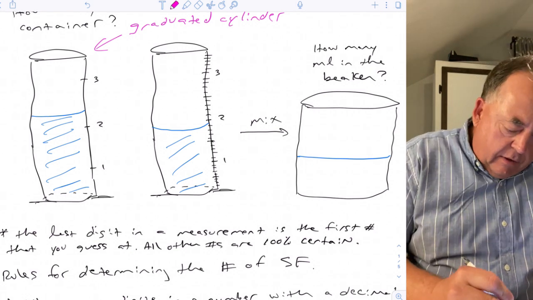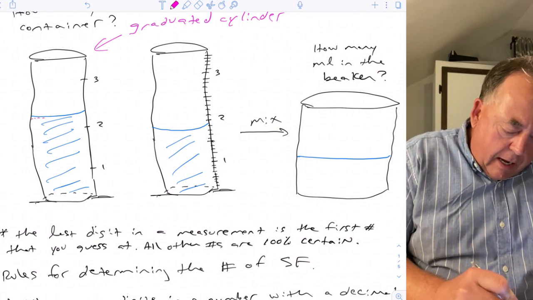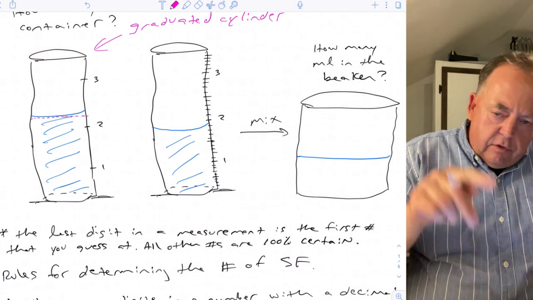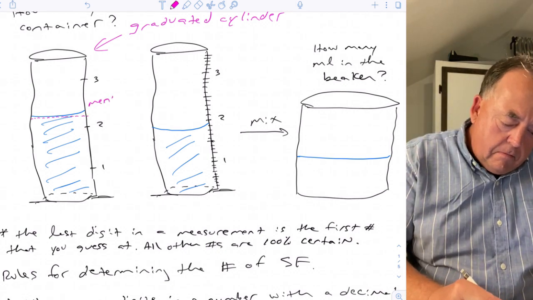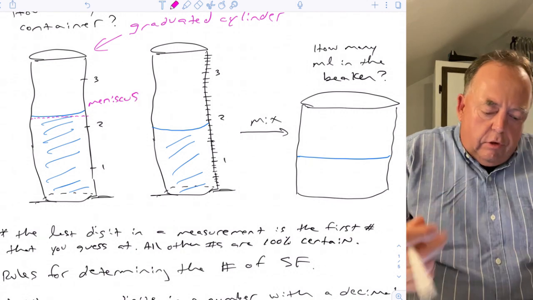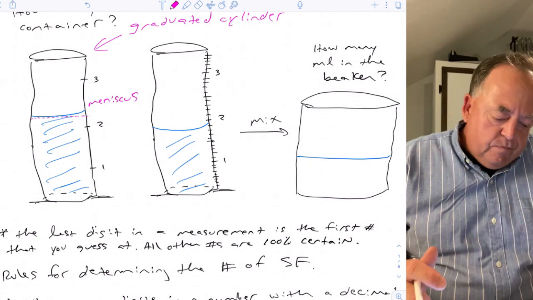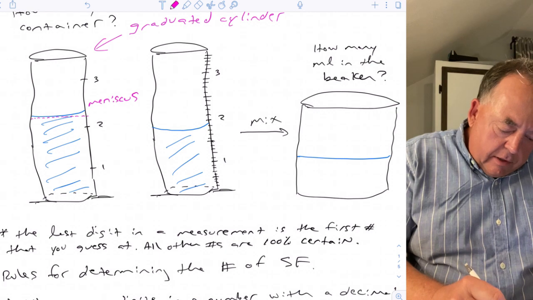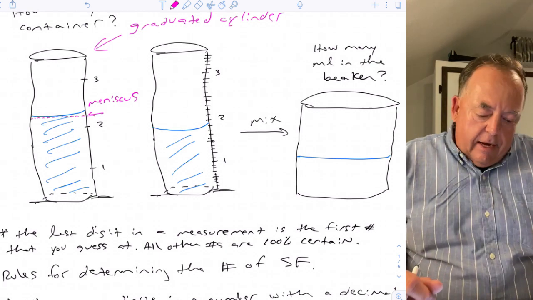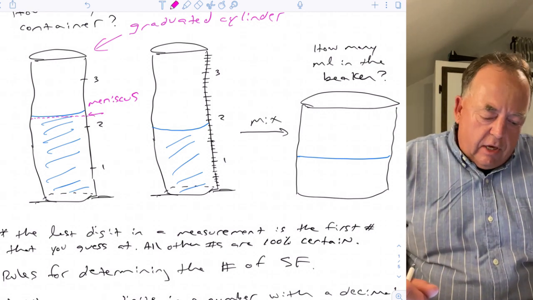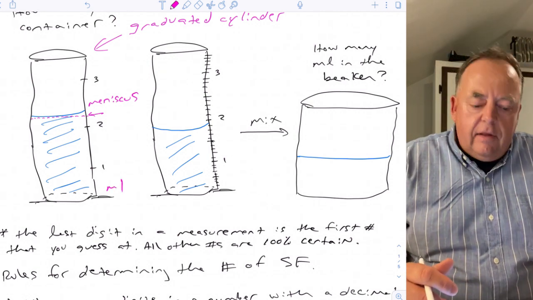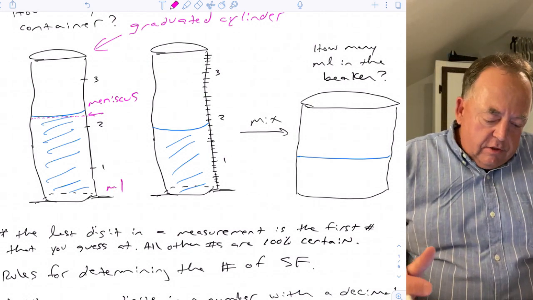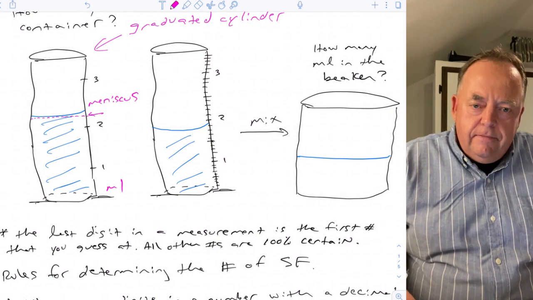First of all, if you want to read this, you read it from the bottom. It has a curvature like that, and that's what's called a meniscus. So you read from the bottom of the meniscus, where it hits the side, which is where the scale is. So if this is in milliliters, how many milliliters are in that flask? Take a guess. How many would you say?